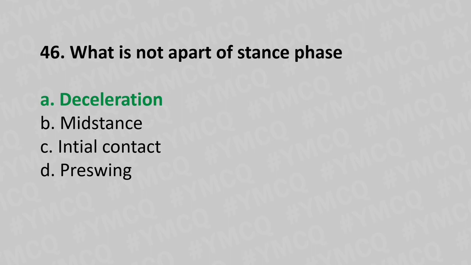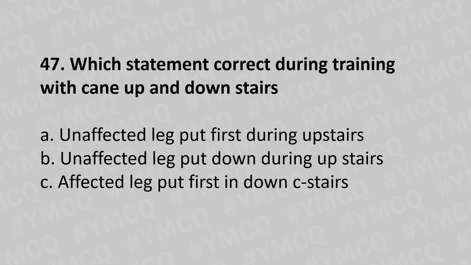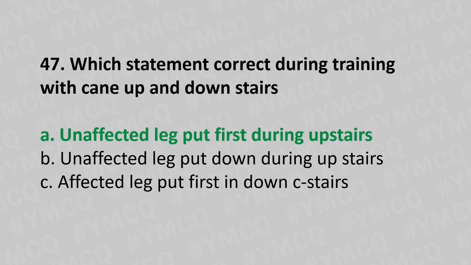Which statement is correct during training with a cane up and down stairs? Option A, unaffected leg put first during going upstairs. Option B, unaffected leg put down first during going upstairs. Option C, affected leg put down first in going downstairs. And the answer is option A, unaffected leg put first during going upstairs. Moving to our 48th question.